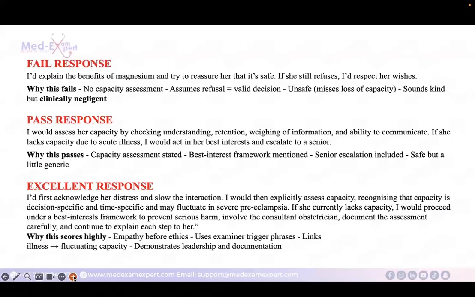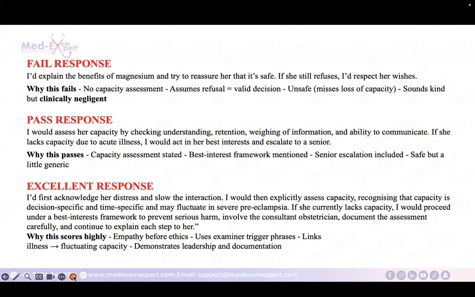Why does this fail? Because you did not assess her capacity. You assumed that by refusing, the patient was making a valid decision. You took her decision as meaning she does not want it. So that is unsafe. It sounds kind, but clinically it's negligent. So if you give this answer, you get a fail.